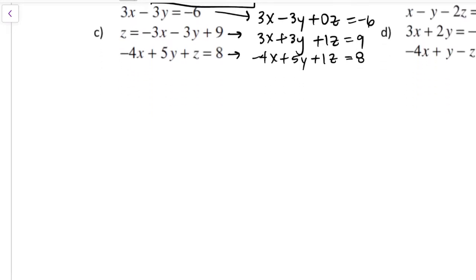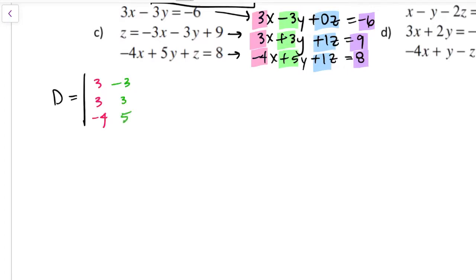And we set up our 4 matrices this time. So your D matrix is your coefficients of your x's for your first column, coefficients of y's for your second, coefficients of z's for the third, and your constants will be used to find Dx, Dy, and Dz. So we've got 3, 3, and -4, -3, 3, and 5, 0, 1, and 1 for your last column. Again, those are just the coefficients of x, y, and z.